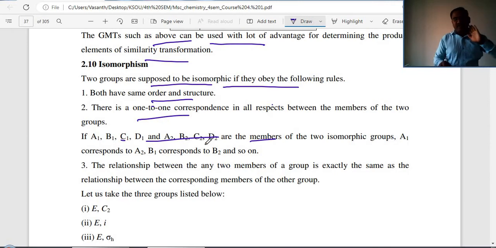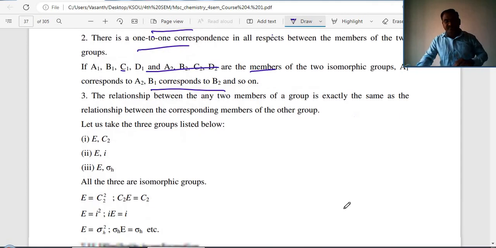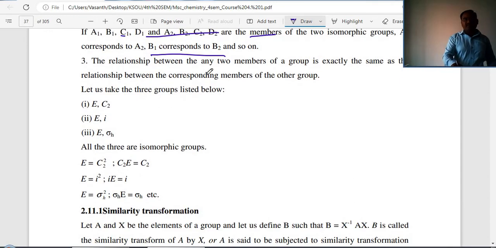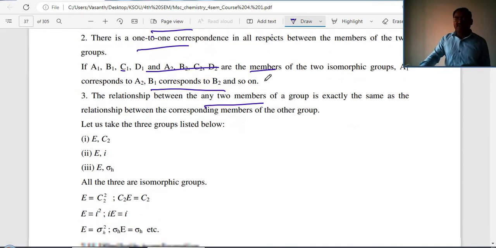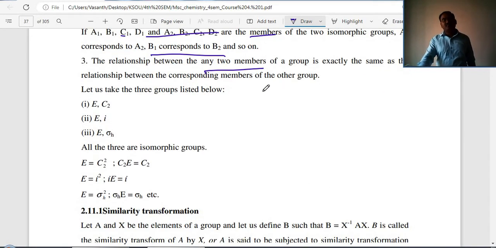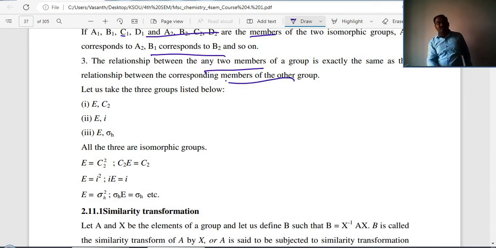Corresponding to, here A1 corresponding to A2, B1 corresponding to B2. Next, the relation between any two members of the groups is exactly the same as the relationship between the corresponding members of the other groups.